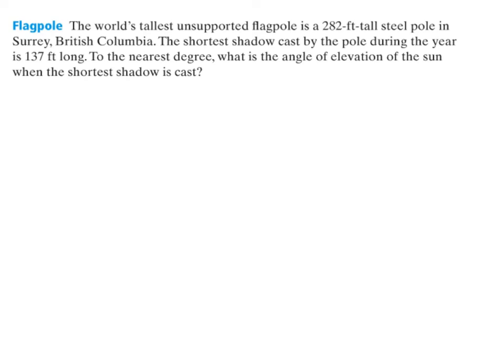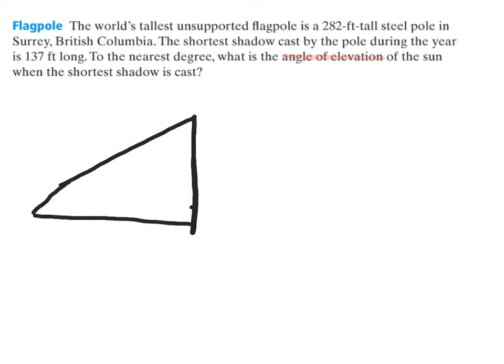In our last example, it says the world's tallest unsupported flagpole is a 282-foot tall steel pole in Surrey, British Columbia. The shortest shadow cast by the pole during the year is 137 feet long. To the nearest degree, what is the angle of elevation of the sun when the shortest shadow is cast? Now, using the fact that it is an angle of elevation problem, we know that our diagram is going to look something like this, where this is the angle we're using as our reference angle.